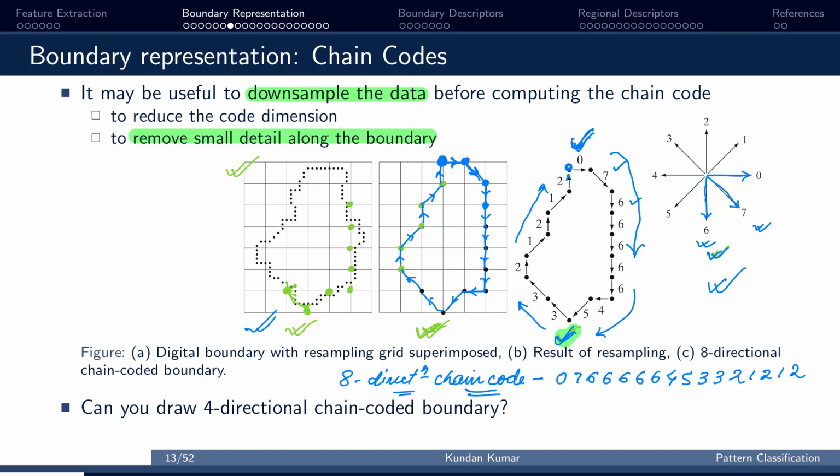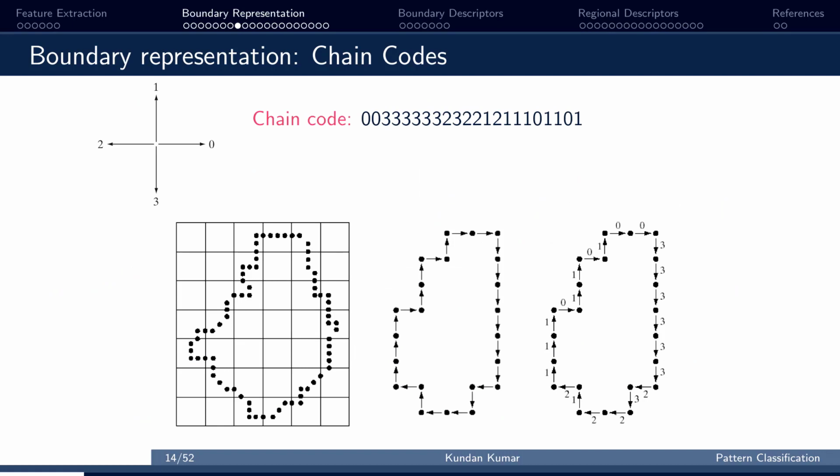So if we use the 4-directional encoder and write our chain code, then it will be our 4-directional chain coded boundary. So here is the same object, but we will code it using the 4-directional chain code.